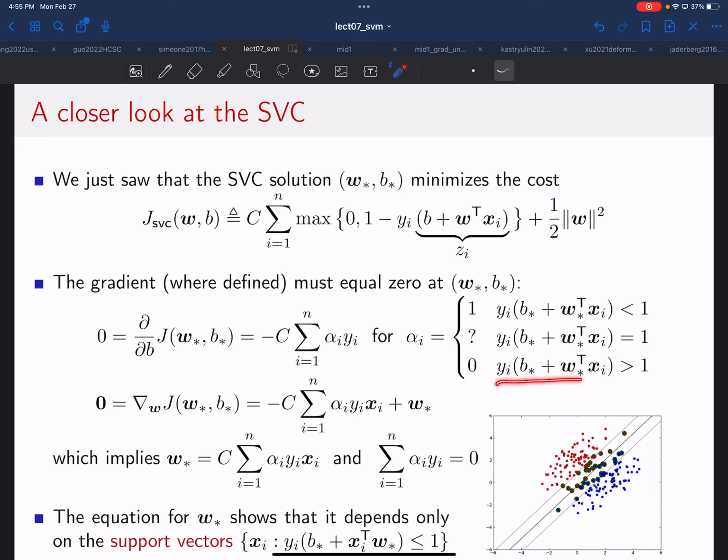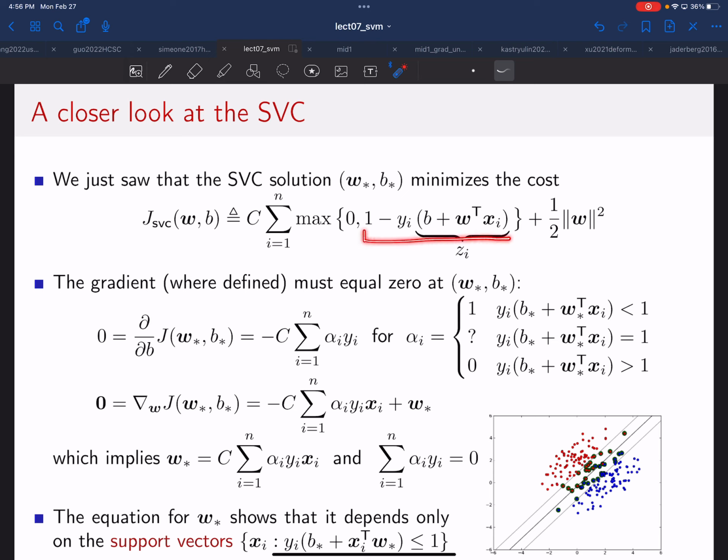Actually, sorry, that's this case here. So essentially, we're saying in that case, the gradient with respect to b should be 0. And so in this expression we derive, the alpha i term will make sure that that thing goes to 0. Now let's consider the other case.